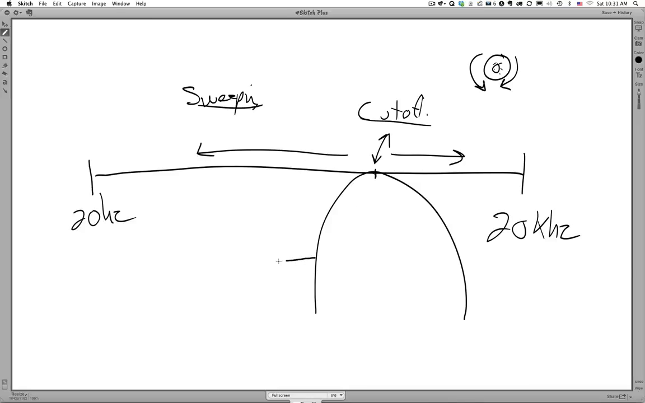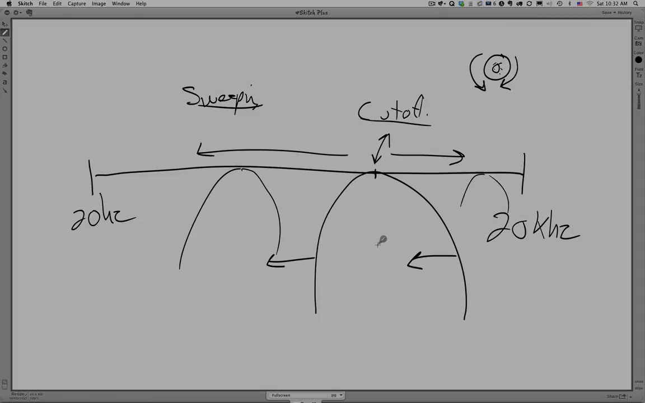So effectively, it will make our band of frequencies move. As this moves, so will these. And it's going to move that whole thing to the left or to the right. So if we sweep it this way, it'll wind up down here. If we sweep it to the right, it'll wind up here somewhere. So that's what we call sweeping the cutoff frequency. And that's a very common effect for synthesizers, sweeping the cutoff frequency.